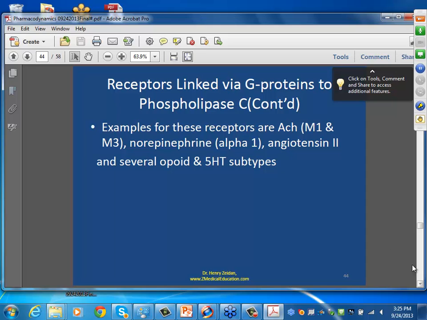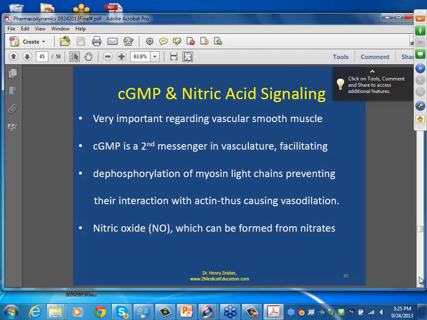When are you going to see that? You're going to see that with cholinergic drugs. You're going to see that with M1 and M3 receptors. You're going to see that with norepinephrine. You're going to see that with angiotensin 2, angiotensin 1, kidney, and also hypertension. You're going to see that with opioids, central nervous system drugs. So you have a lot to look for.